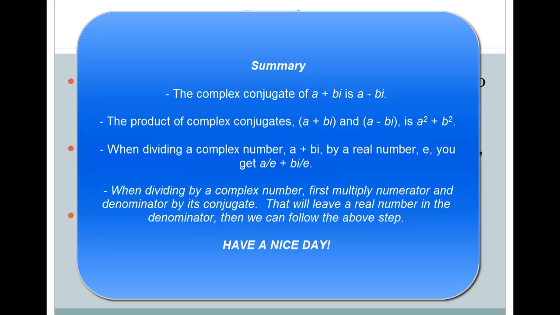Just to review, this was the second part of complex numbers. We learned about the conjugate of a complex number, and we looked at division by just a real number, and then we looked at division by a complex number, and how to get rid of the complex number in the denominator, which was simply by multiplying by the conjugate.